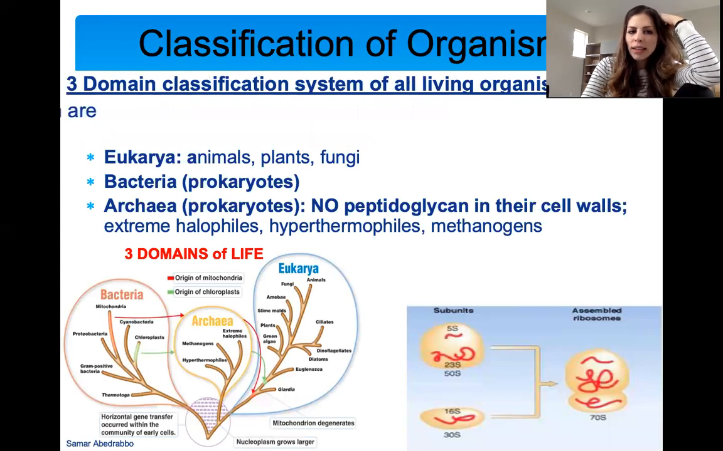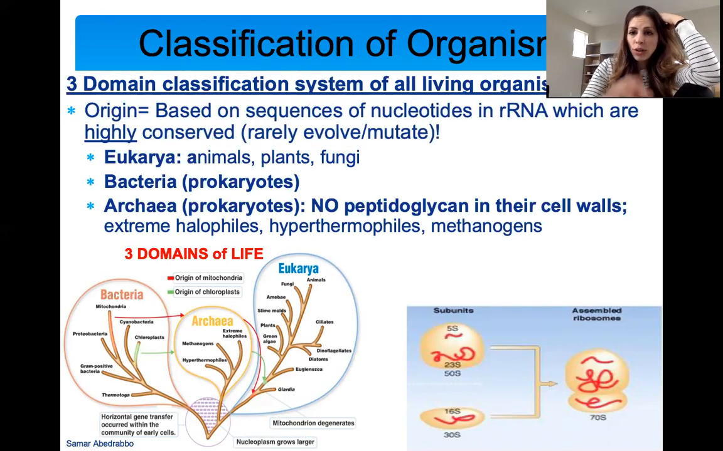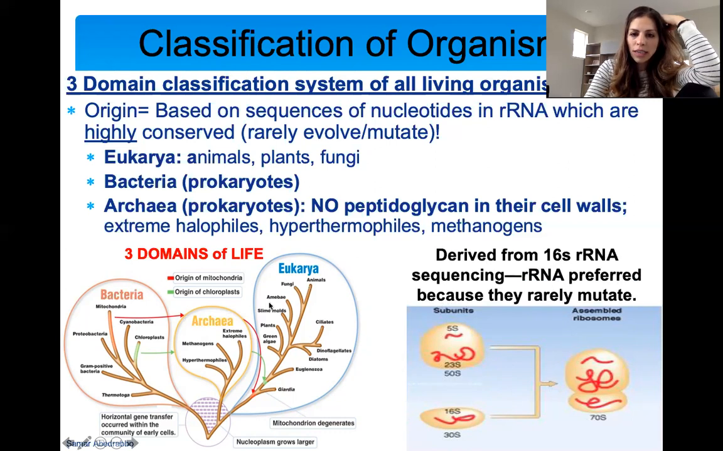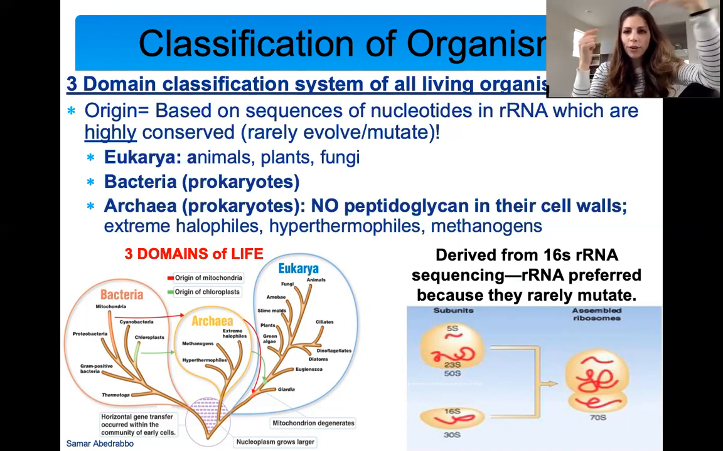So we classify organisms into three different domains. This is what we call the three domains of life. There's domain bacteria, domain archaea, and domain eukarya. And the way that scientists decided to split all life into three domains is by sequencing something called ribosomal RNA. When you look at the ribosome, inside the ribosome, there's a little RNA molecule that we specifically call ribosomal RNA.